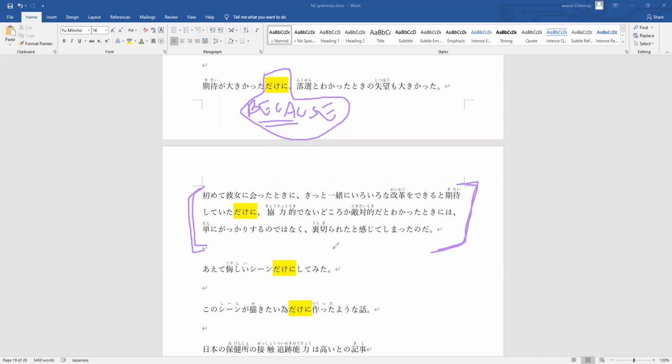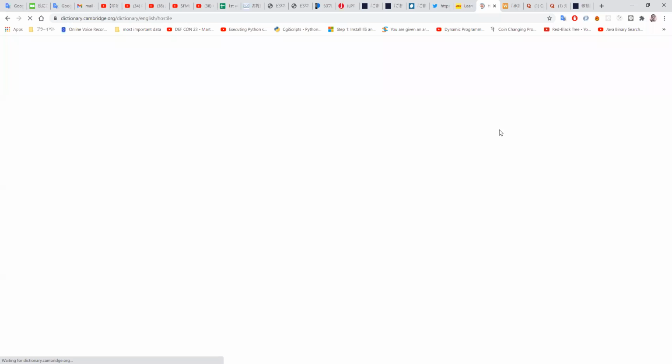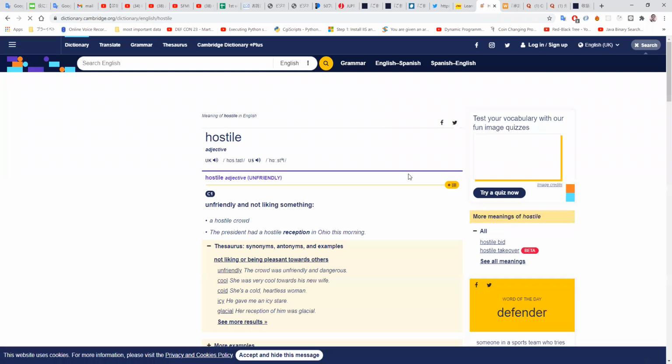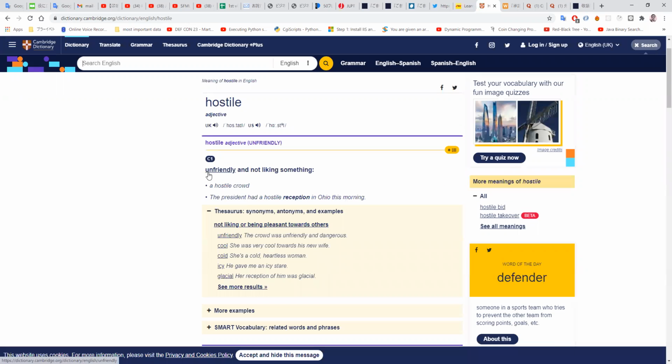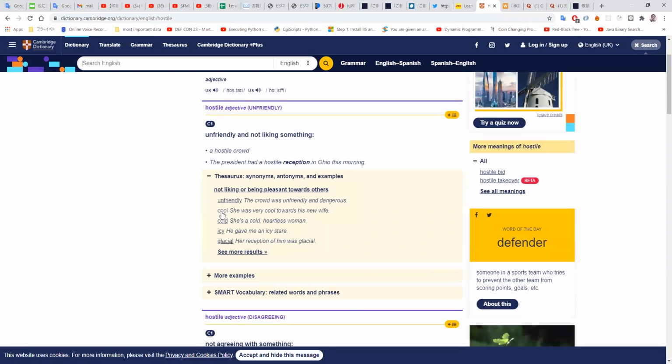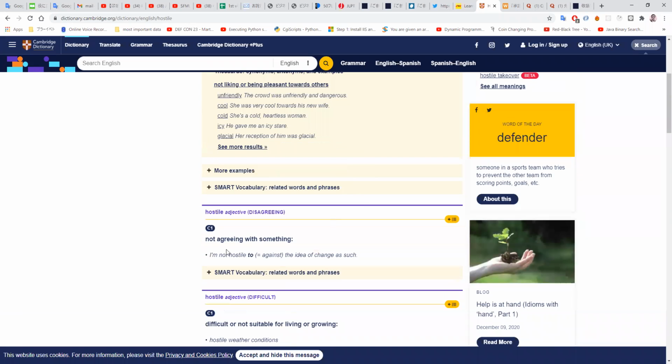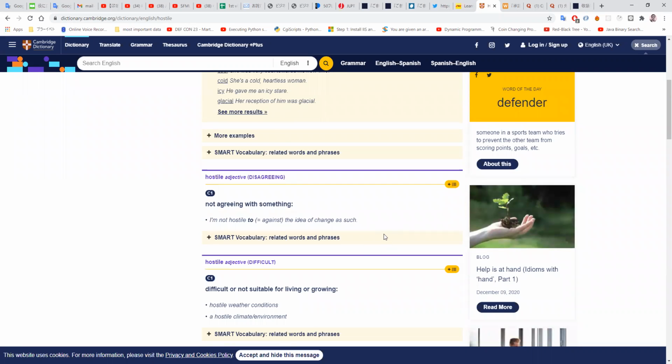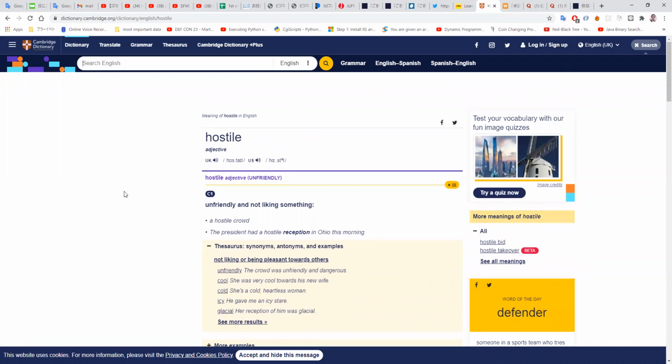Try to translate it. Tekitai teki is hostile. Let me show you the English meaning of hostile. I heard this word for the first time. This is the dictionary meaning. Hostile is an adjective, basically unfriendly or not liking something.